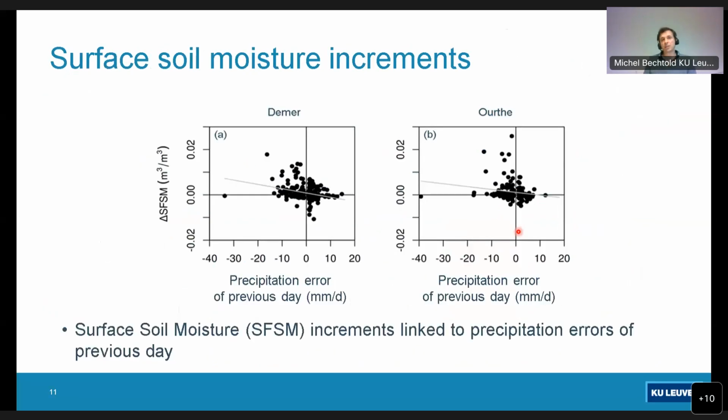We looked into the surface soil moisture increments and how they relate to precipitation errors of the previous day. And you can see that for the higher precipitation errors, the increments do correct to some extent. So that is a good reference to check whether we are improving soil moisture.